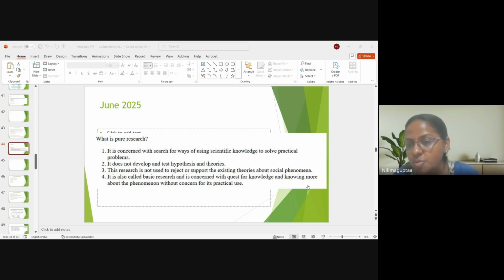Yes, others also please reply, because if you are not able to understand this first type of research, then the next research will again go very difficult for you. Correct, Arpita, Namita? Yes. It is also called basic research, and it is for the quest of knowledge. Okay. So that is called pure research.